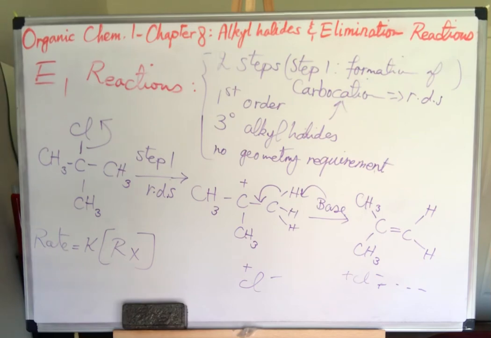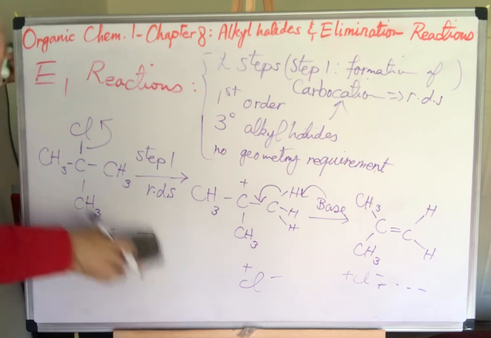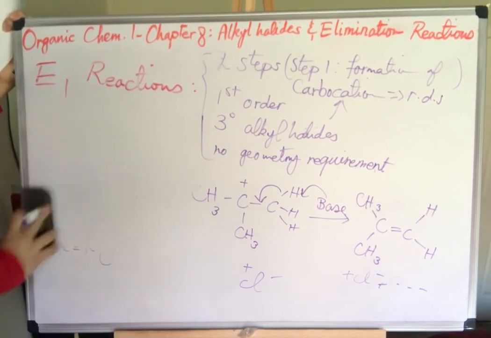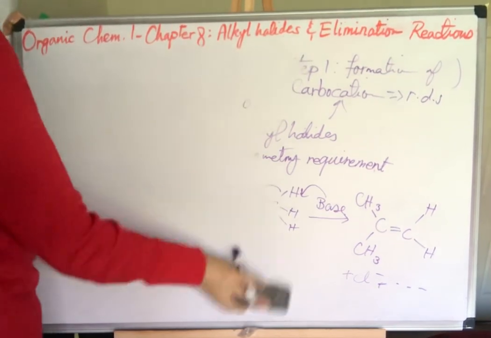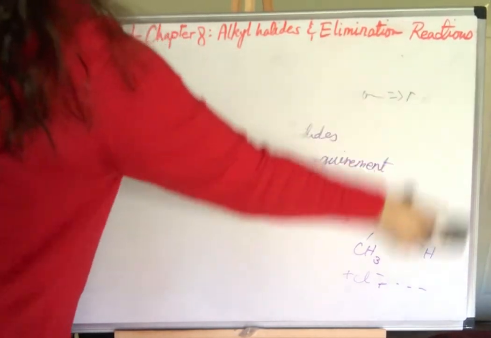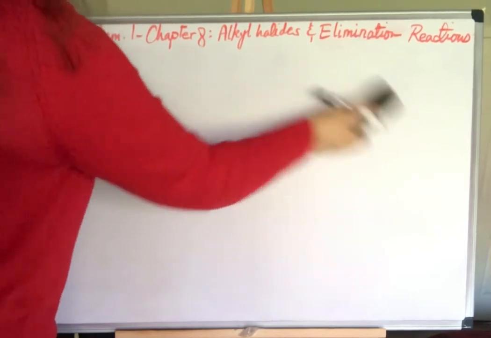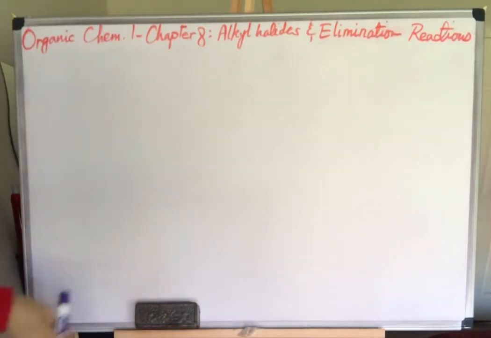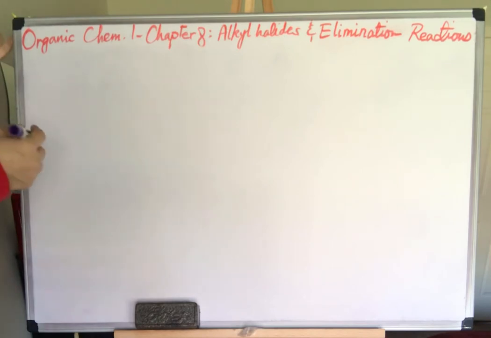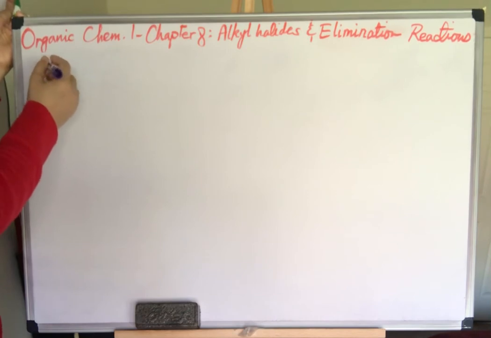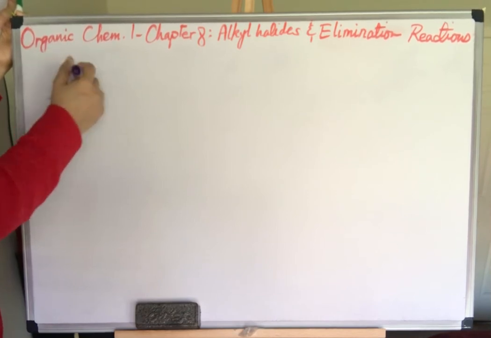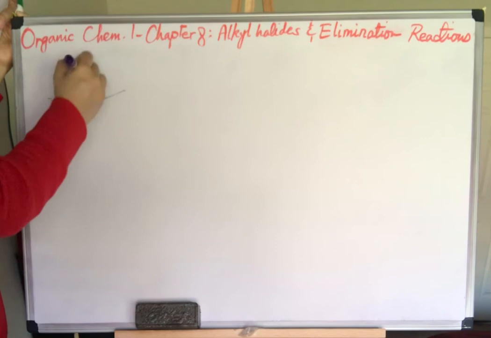Alright, so we always have the competition between especially E1 and SN1, but also between E2 and SN2. So we have to consider different factors in the particular reaction. Now it's time to work on different examples. The first practice says use curved arrows to show the movement of electrons in the following E2 mechanism.